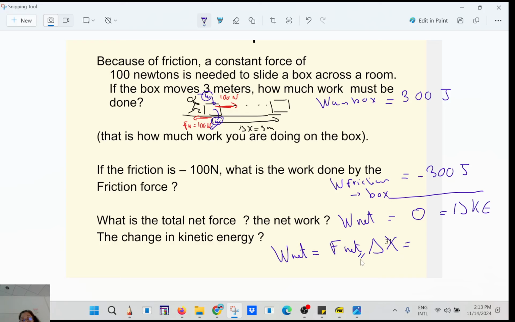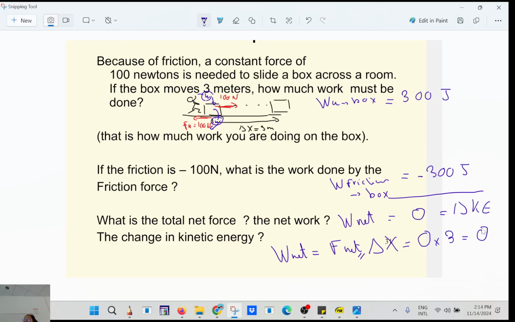And it has to be parallel to the displacement. So what is the net force? To the right is 100, to the left is 100. So right minus left equals 0. So the net force equals 0 times 3. Okay, that's going to be also 0.